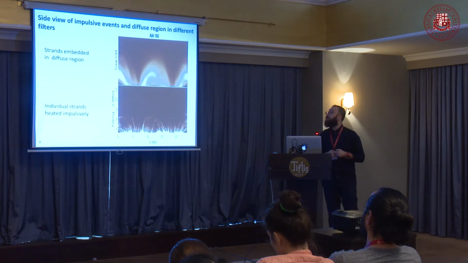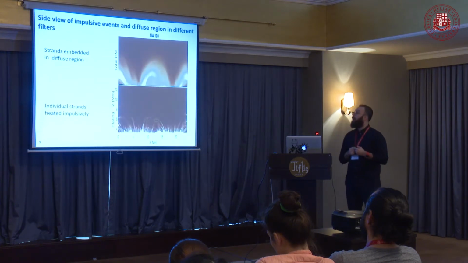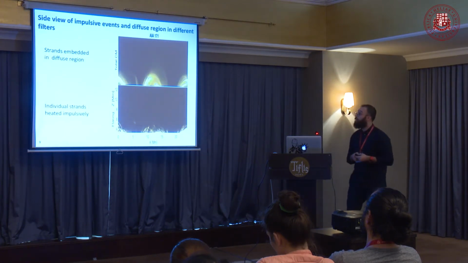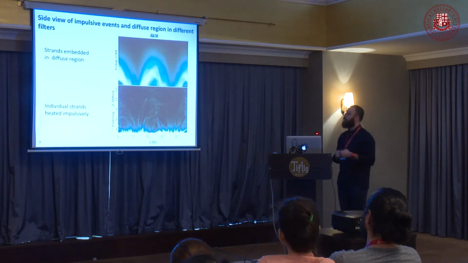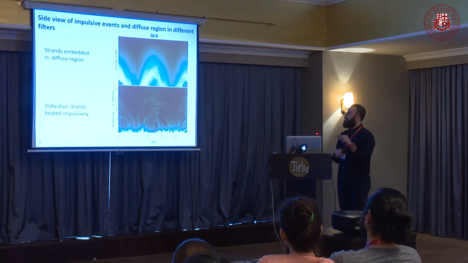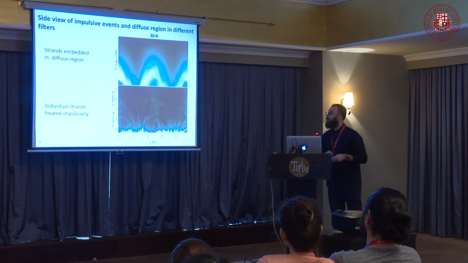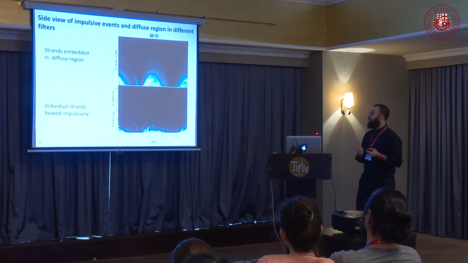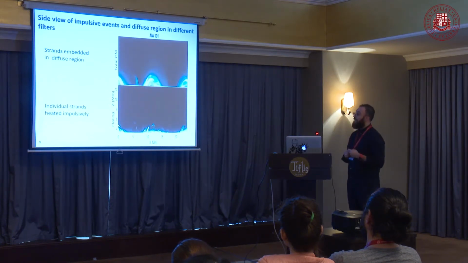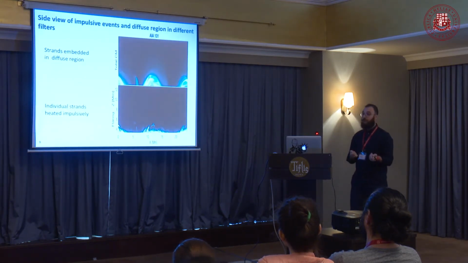This GIF represents how loop-like structures and strands in the lower image look at different AIA filters, which represent plasma radiating at different temperature spectra. In the top image, we see loop-like structures rising from the bottom and extending to higher heights, while in these structures we can see strands in the lower image. In the space between these strands, there is this diffuse region of slow burning currents.